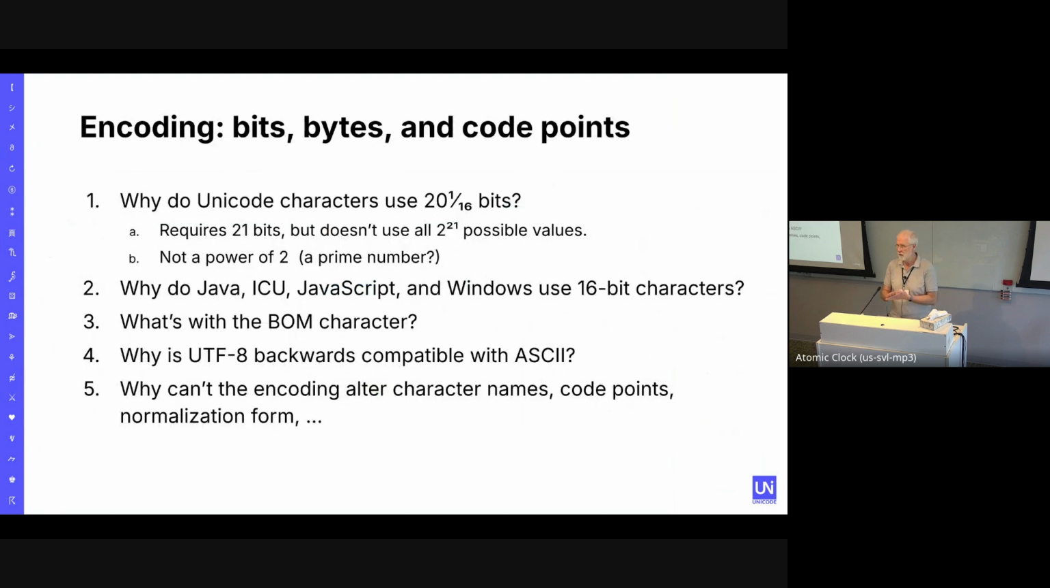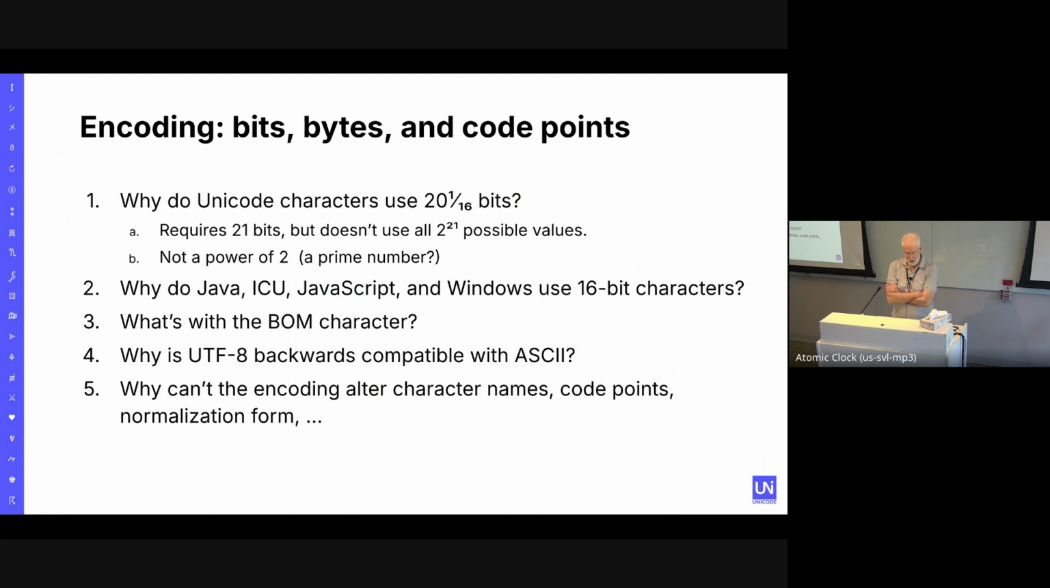So the first general topic I wanted to look at is bits, bytes, and code points. A lot of questions come up with this. Why do Unicode characters use 20 and 1/16 bits? Why do certain programming languages use 16-bit characters? What the heck is it with the BOM character? Why is UTF-8 backwards compatible with ASCII? And why can't the encoding alter character names, code points, normalization forms, etc.?